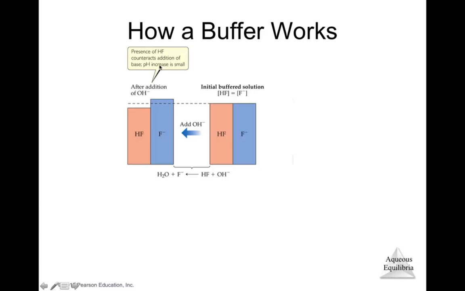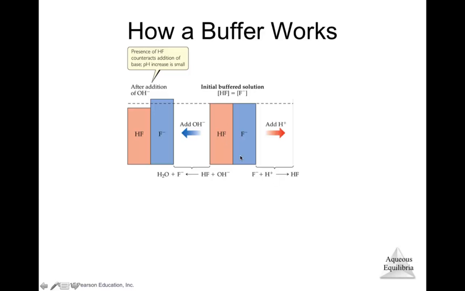So the presence of HF counteracts the addition of a base, and the pH increase is small. It's not that dramatic. So going back here again to the buffer solution, if we add now an acid, this acid will react with whom? With the base or with the acid? An acid will react with the base, so it will react with F, and it will produce HF.